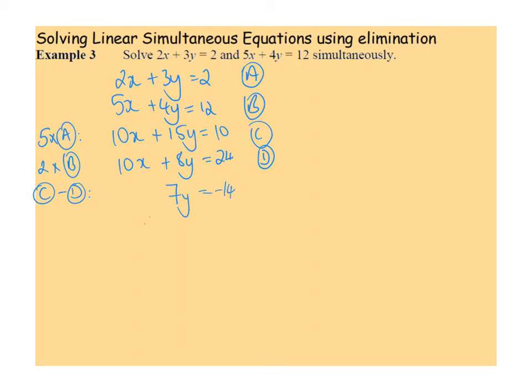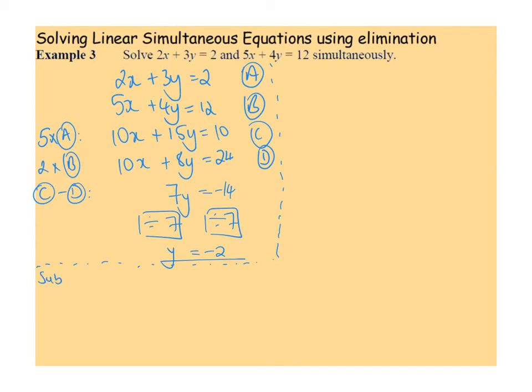And so to make y the subject, I need to divide both sides by 7. And I obtain y equals negative 2. And having got y equals negative 2, I can use that in one of the other equations. Now this time I can use A, B, C or D. So I'm going to use equation A.